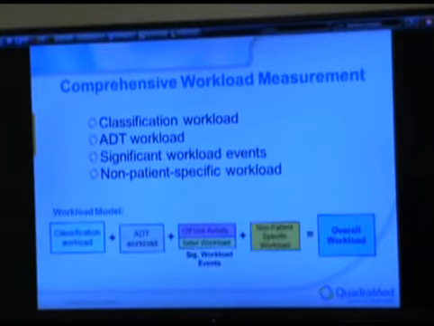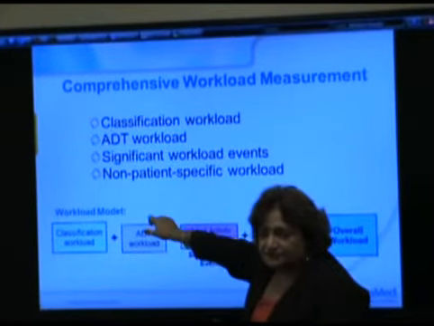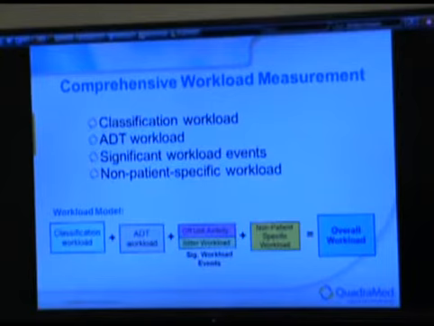Okay, so the workload measurement then becomes a combination of the classification workload plus your admission discharge workload plus the off-unit activity and sitter workload plus any non-specific or other activities such as going to the ED to help. All of that is the overall workload for the unit. Questions? Did we miss anything? Okay, good.